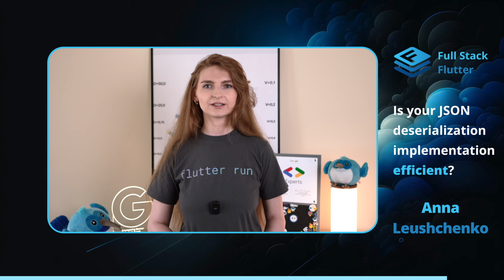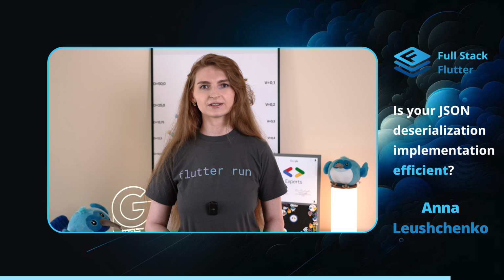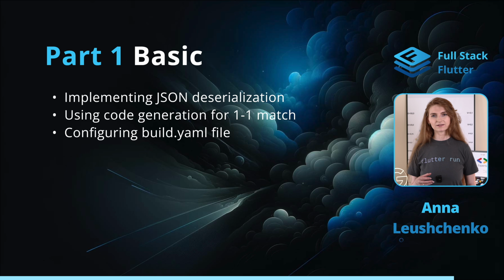For your convenience, I divided this session into 3 distinct parts. In the basic section, we'll set up the project to use code generation with JSON serializable and freezed, and we'll create a Dart class that will accommodate data parsed from a JSON with a one-to-one match in regards to field names and types. I'll also show a must-have configuration for JSON serializable in the build YAML file.